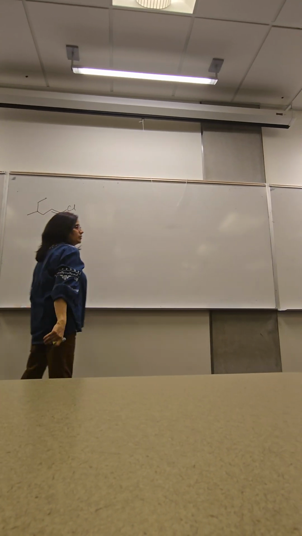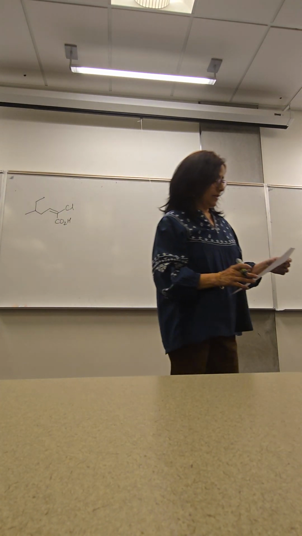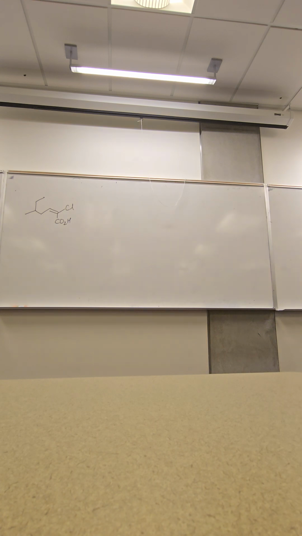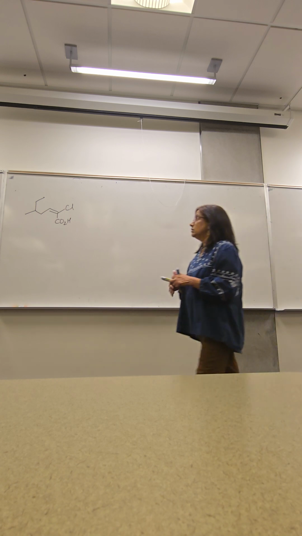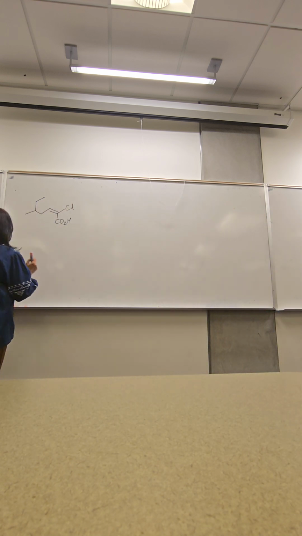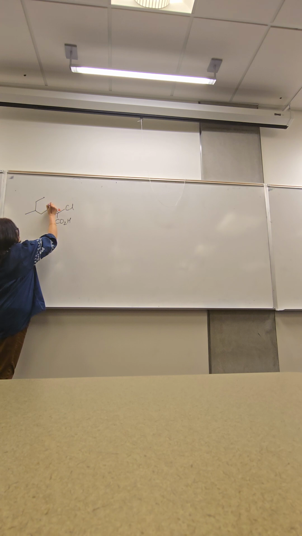So first, what's the parent? The longest chain with the carboxylic acid. How many carbons? 1, 2, 3, 4, 5, 6. So where is the numbering starting from? The carboxylic acid, that's your one, in the long direction. So do you agree? 1, 2, 3, 4, 5, 6, 7?